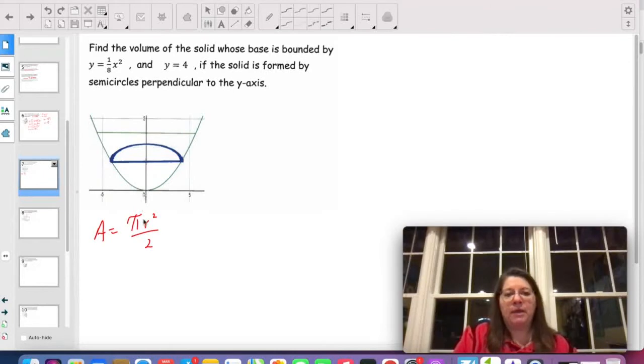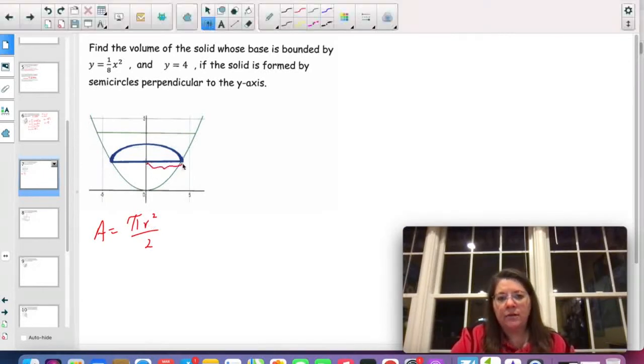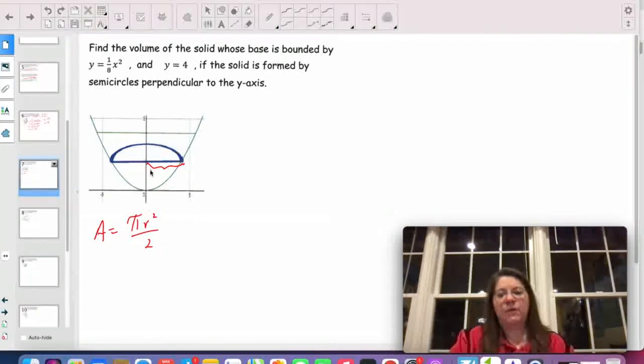Now, if you think about it, let's look at the radius. Our radius goes from here to there. So isn't that the length that we need to find in order to be able to plug into our area formula? If you think about that, wouldn't the radius be the difference from this function to this one? So this function minus 0. If it's perpendicular to the y-axis, we have to solve it for x.